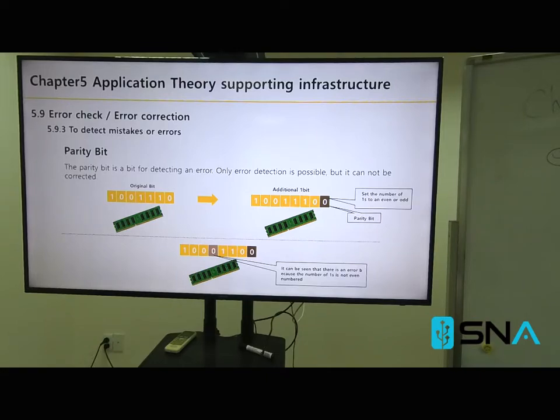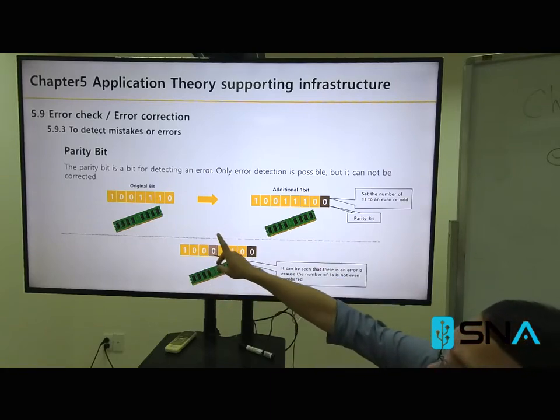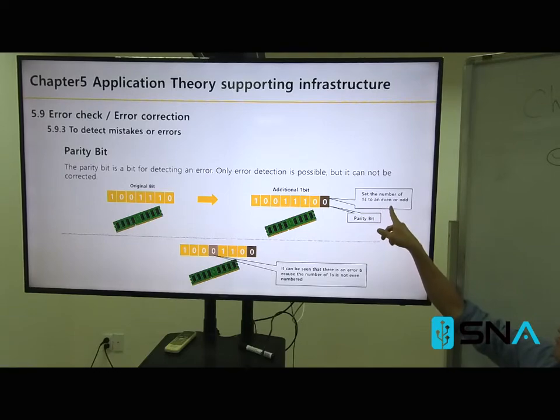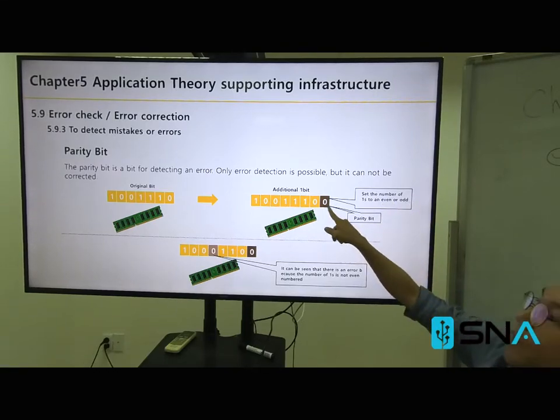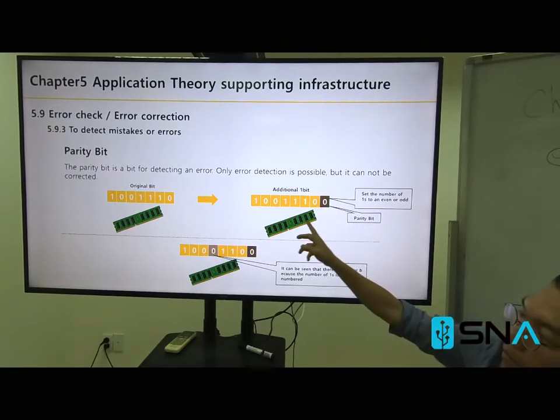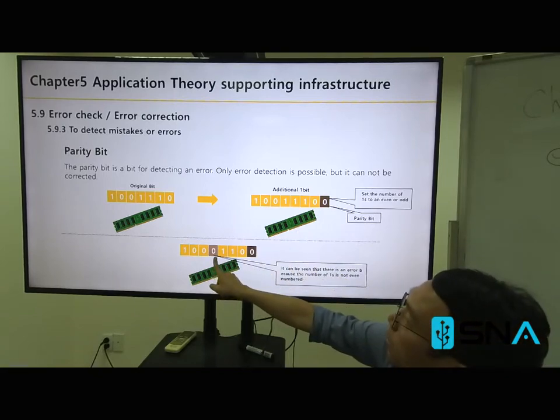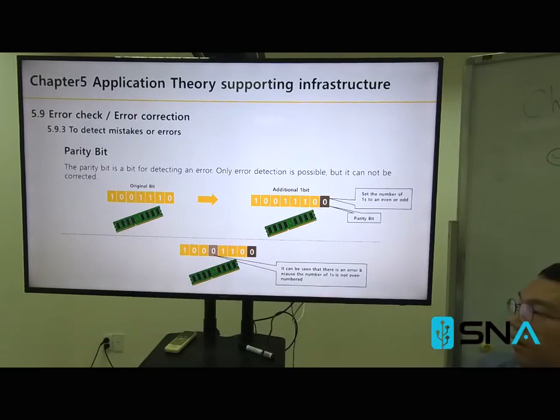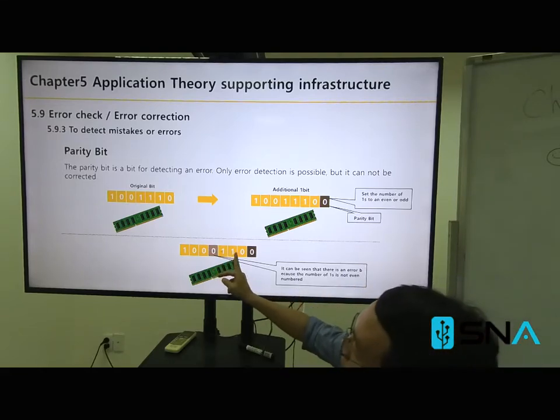Okay. So this parity bit can only check errors. For example, this is the original bit, and we add one at the end to set the number of 1s to even or odd. This is the parity bit. Sometimes when the data is delivered it can change, and it can be seen that there is an error because the number of 1s is not an even number.